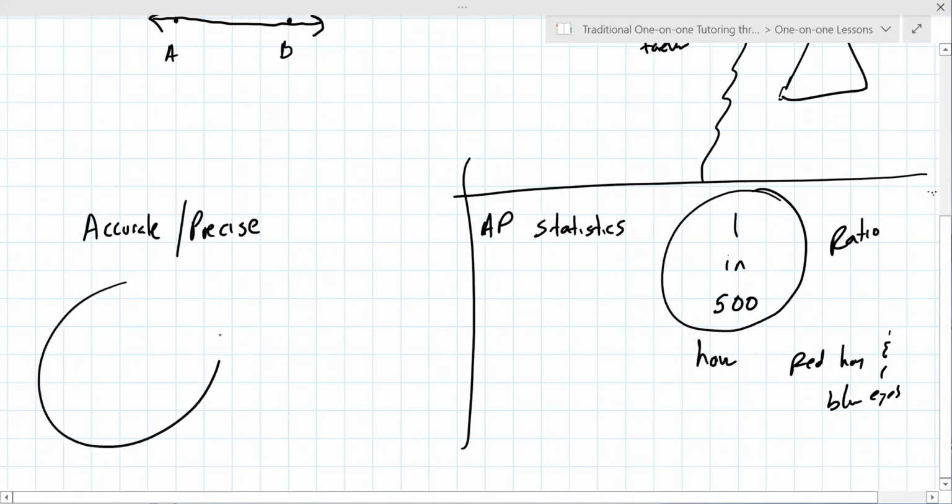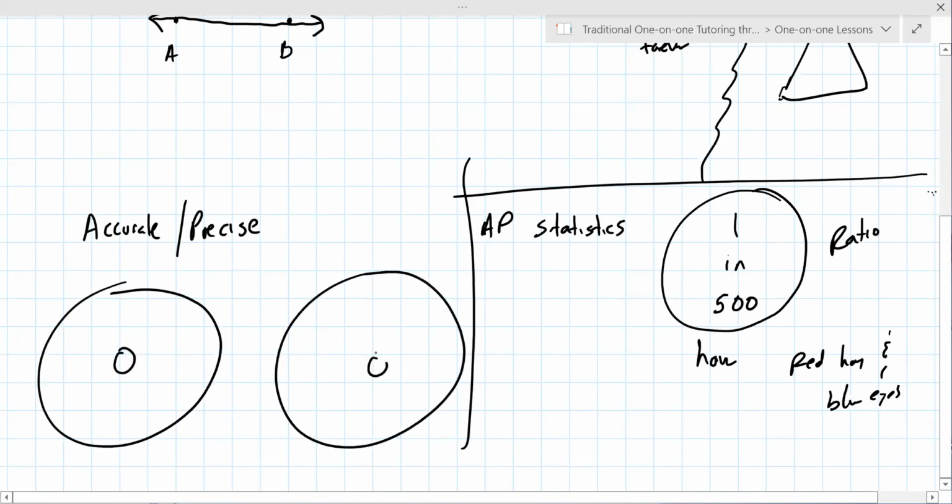You often see two pictures. Here's a bullseye, and here's the other bullseye. So that's precise. That's accurate. Accurate means like I have a good shot, and precise means like I have a perfect shot. You could be precise with your tennis, hitting it out every time, beyond the baseline. It's like no, no, that's no good.